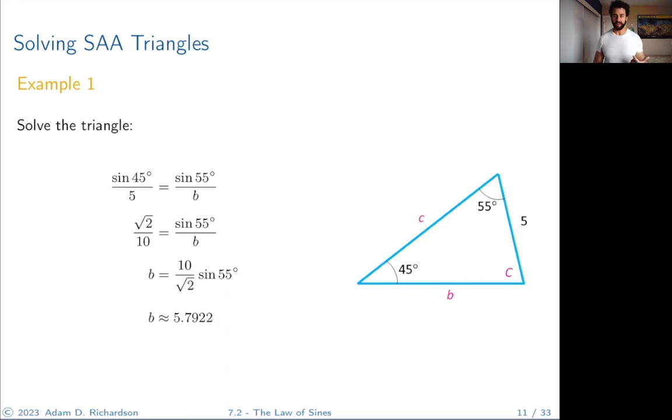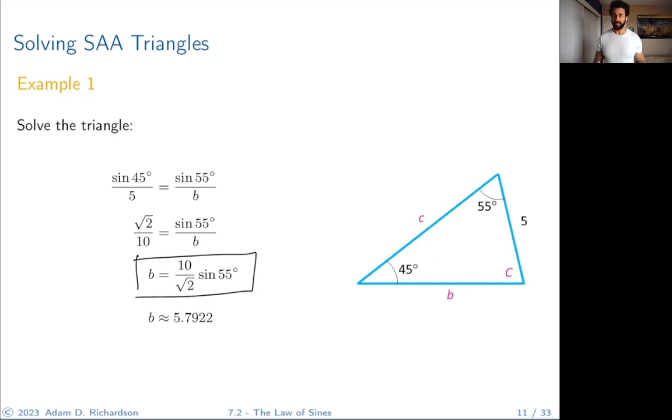Looking at the first pair of expressions, we have sine of 45 degrees over 5 is equal to sine of 55 degrees over B. Well, sine of 45 is actually one of those standard angles. So that one happens to be root 2 over 2. So this side of the equation just becomes root 2 over 10. Now we can solve this equation here for B just by essentially reciprocating and multiplying by sine of 55 degrees. And so we get this result. So that is what B is equal to. And at this point, the only thing you could do to make it any simpler really is to go to a calculator.